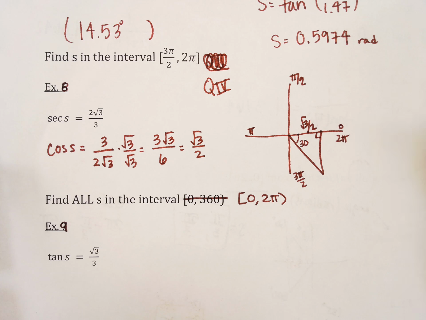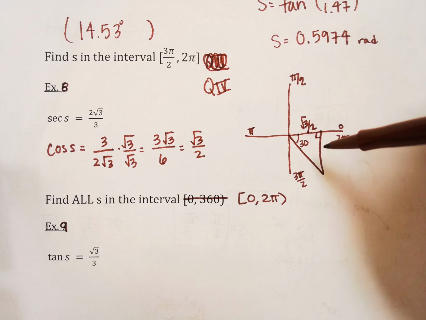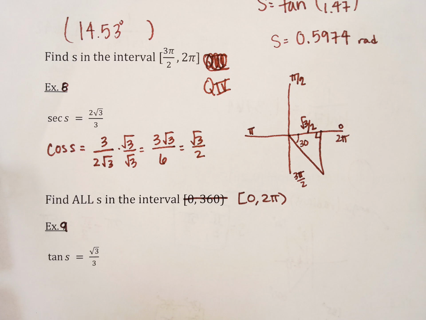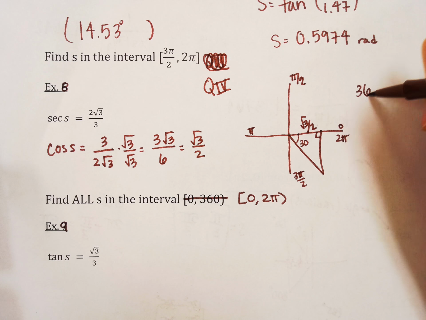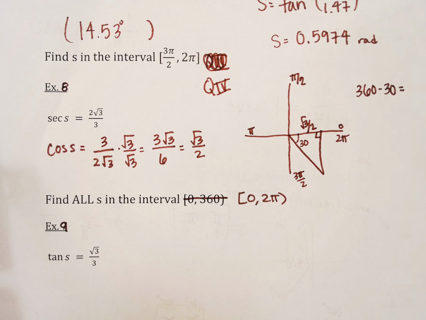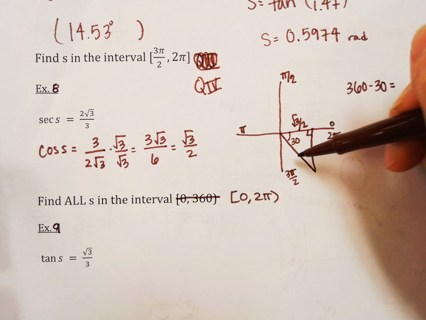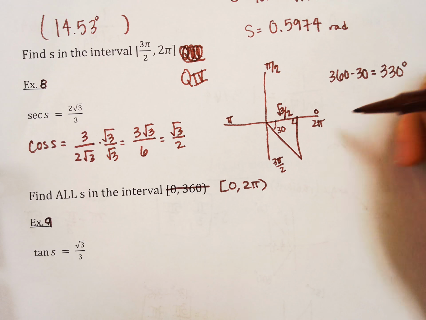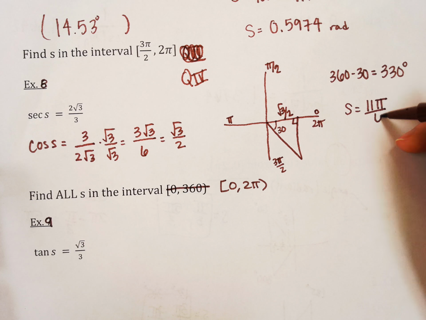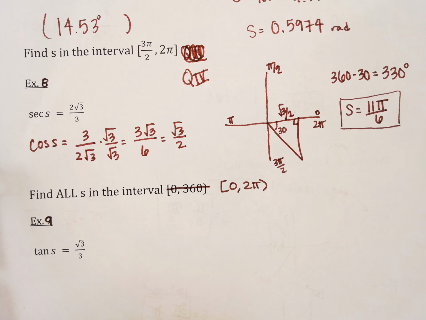And again, thinking about my degree measurements, I know 30 degrees goes along with the radian measurement of something over 6. But if you want to, you could find out what that is in terms of degrees and then look at it in terms of radians. So if I do 360 minus 30, I'd get 330 degrees, which then I can convert to radians, which will end up being 11 pi over 6. And that's then in quadrant 4.